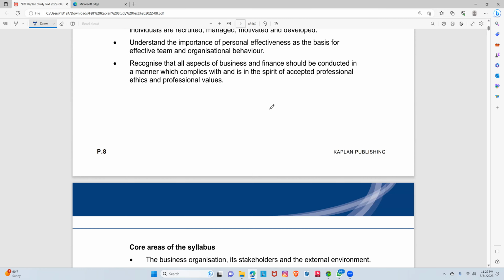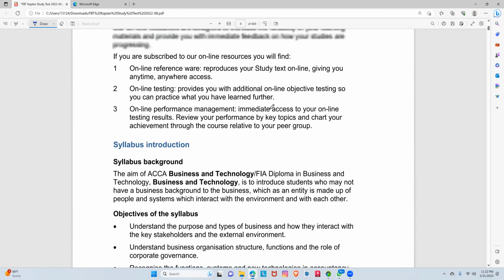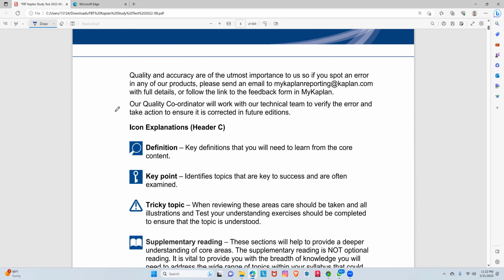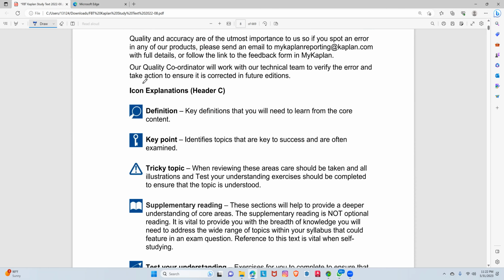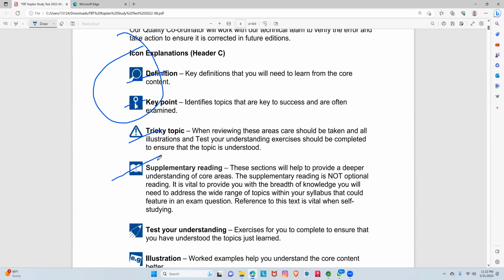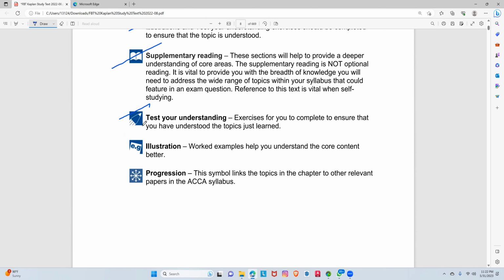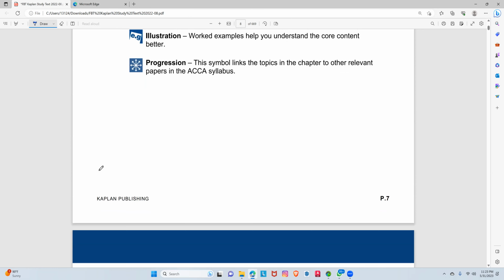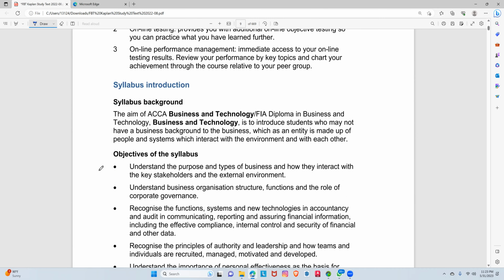How is the material? The material is designed in such a manner that every heading will have markers. Beside the content, if this comes, it's a definition, a key point, or a tricky point. You should read this further again. Then this is the test your understanding question. Illustration is an example. These are topics relevant to the ACC syllabus. You can go ahead and read further. So the material itself is highly self-explanatory. Okay. Everyone following up with me?